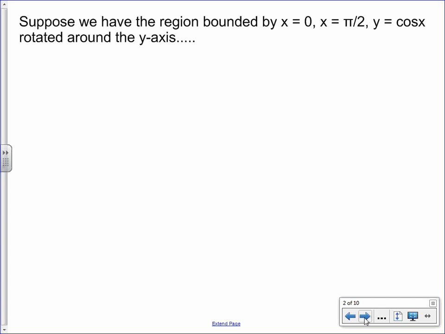Shell. We're going to have to use the shell method. Is this bounded by x equals 0? Yeah, there are two vertical lines in front, so yes, first quadrant.